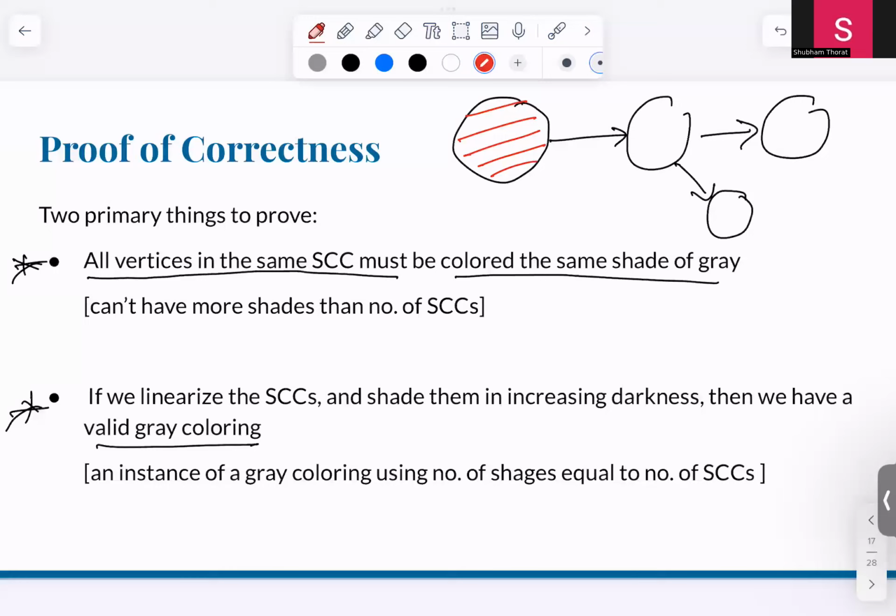The second thing we want to show is that if we linearize these SCCs using a topological sorting, or something like that, using a post number, then we have a valid gray coloring. Let's see how we'll do that. The first proof is pretty similar to the illustration that I showed earlier. If there is a cycle, both of them have to be of the same color, and that's exactly what they have done here. They are saying that there's a path from V1 to Vk, and it's part of the same SCC. That means there is a path from Vk.